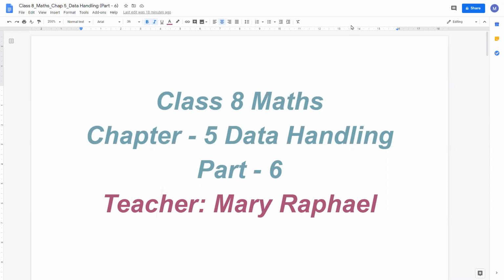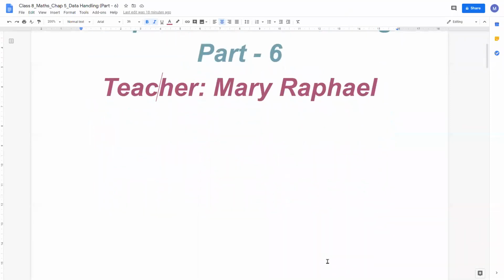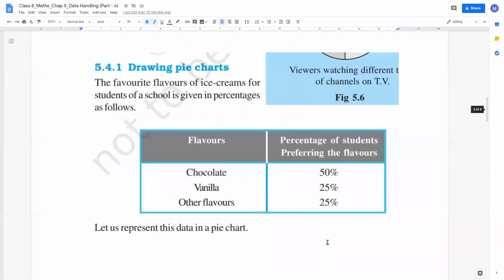Now today again we are going to continue lesson number 5, data handling. Today I am going to teach how to draw a pie chart. I will explain through one question which is given in the textbook.